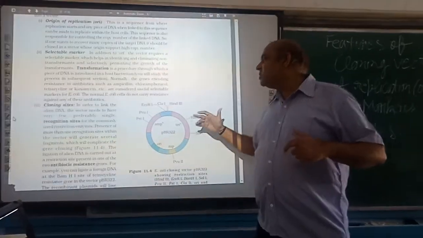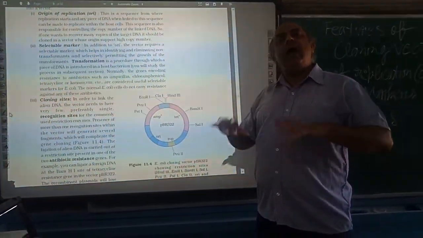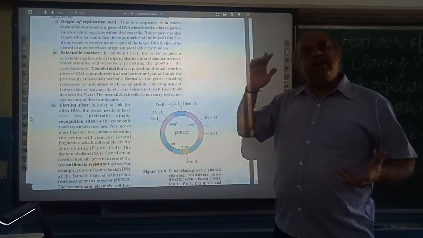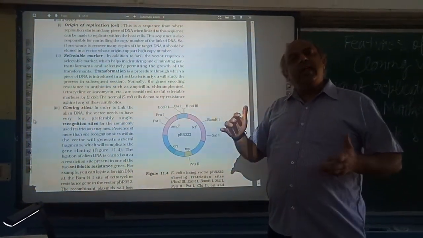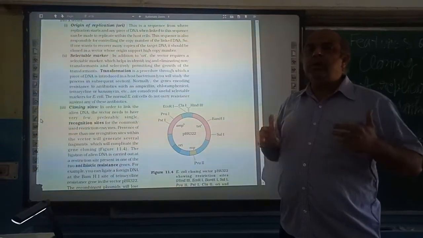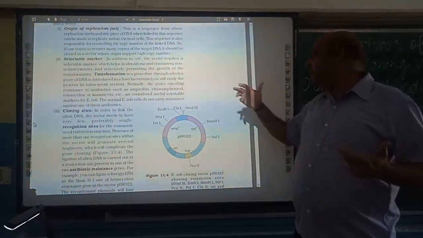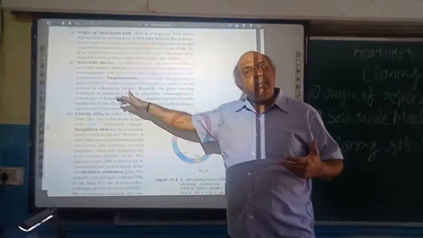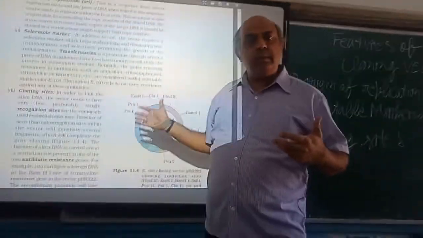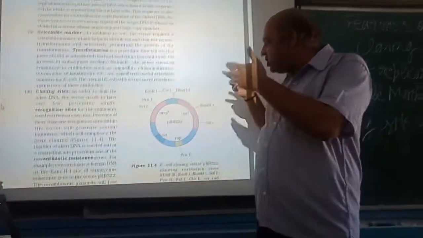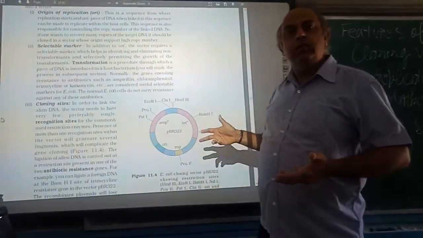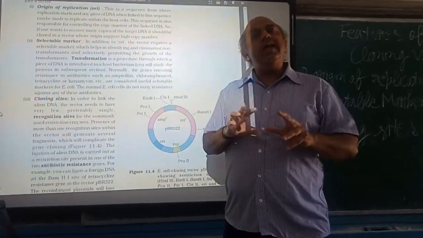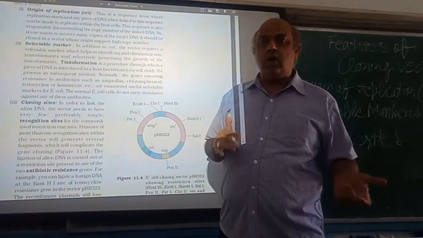These selectable markers tell us whether, after making the recombinant DNA, the desired recombinant DNA has transformed into a bacteria or not. With the help of this selectable marker, we separate transformed bacteria and non-transformed bacteria. With the help of the same selectable marker, we also see whether the recombinant DNA molecule has formed or not.